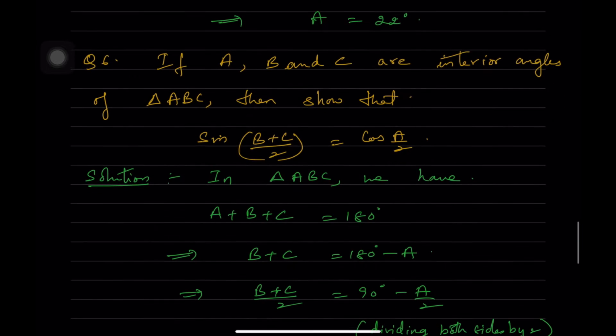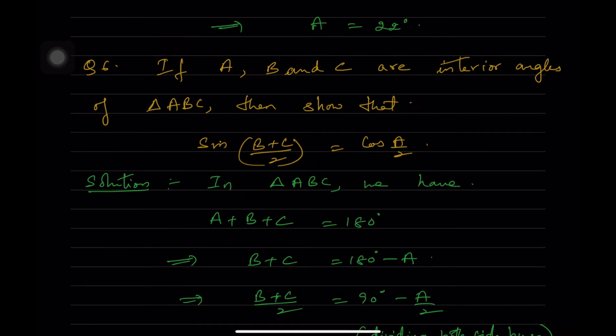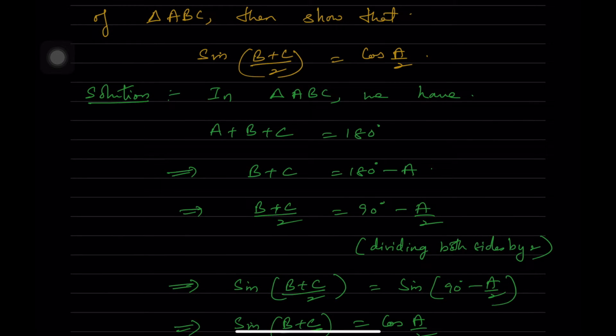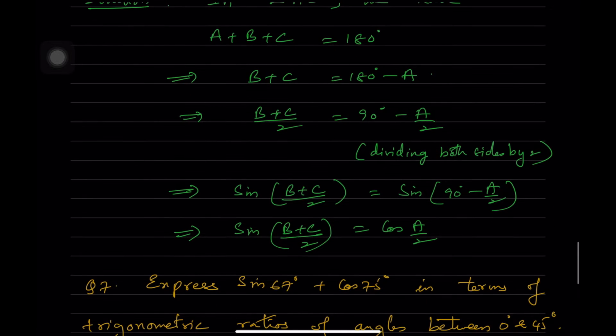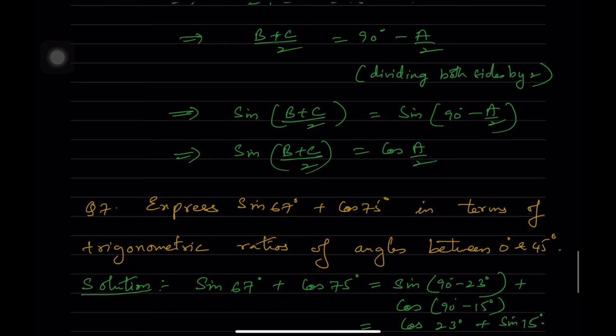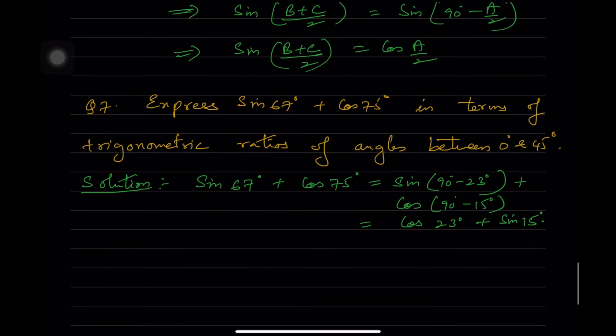Now next, if A, B and C are interior angles of a triangle ABC, then show that sin of (B plus C) by 2 is equal to cos A by 2. In triangle ABC we have A plus B plus C is equal to 180 degrees. B plus C is equal to 180 minus A. So B plus C, if you are dividing throughout by 2, what are we getting? (B plus C) by 2 is equal to 180 by 2, which is 90, minus A by 2. So you can take sine on both sides. So sine of (B plus C) by 2 is equal to sine of (90 minus A by 2), or sine of (B plus C) by 2 is equal to cos A by 2. That is what we have to prove. So hence we have proved that sine of (B plus C) by 2 is equal to cos A by 2.